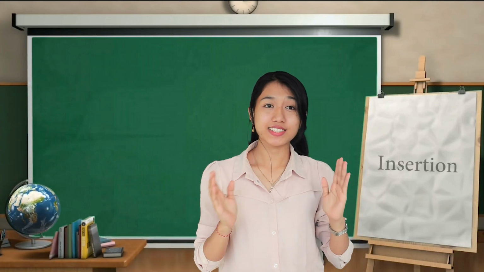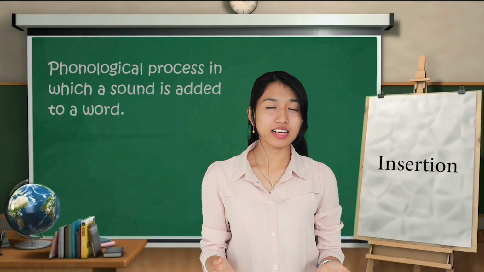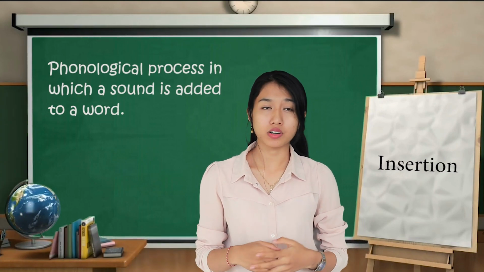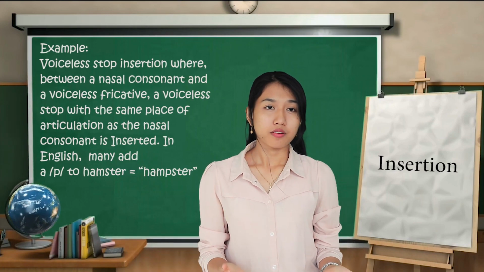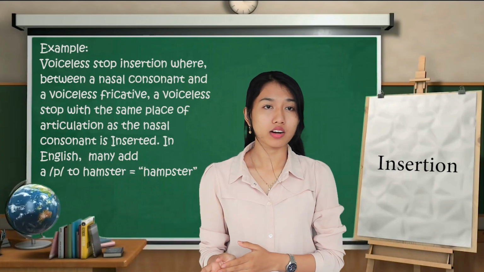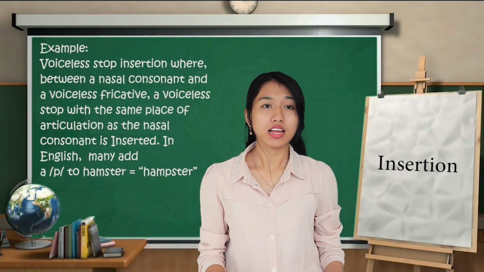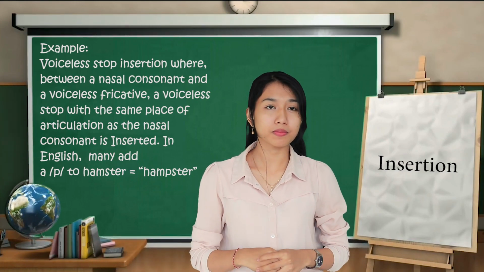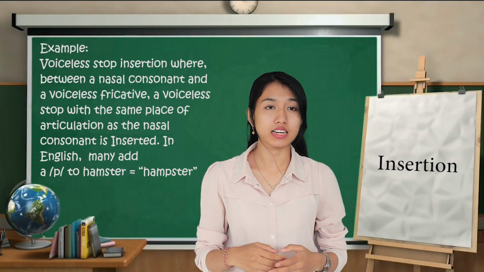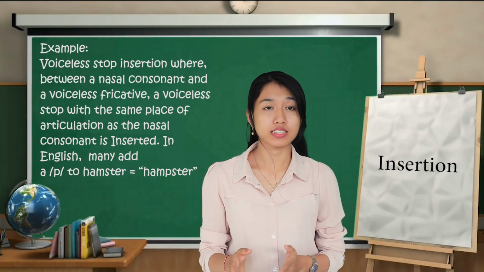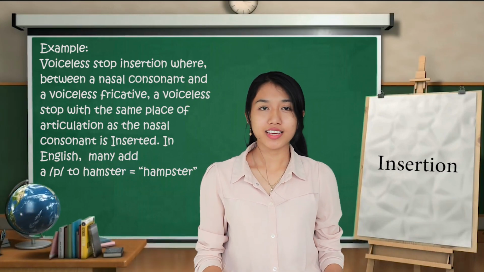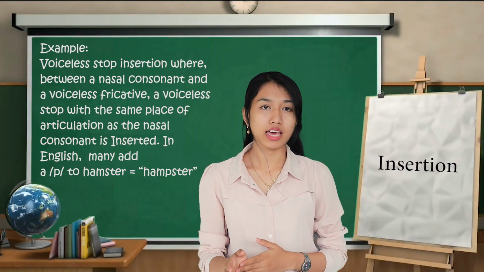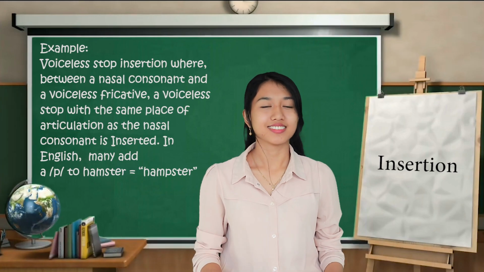The third is insertion. Insertion is a phonological process in which a sound is added to a word. For example, voiceless stop insertion, where between a nasal consonant and a voiceless fricative, a voiceless stop with the same place of articulation as the nasal consonant is inserted. In English, many add a P to hamster and say hampster.